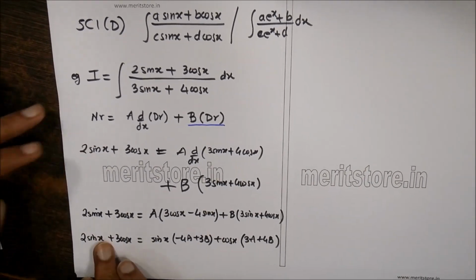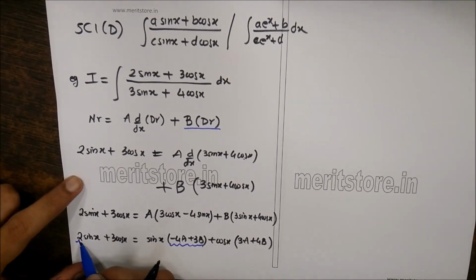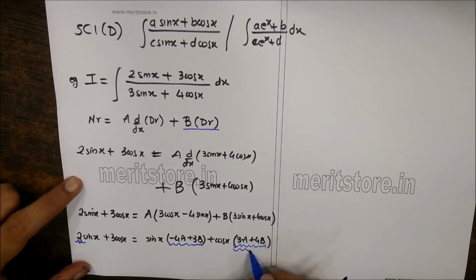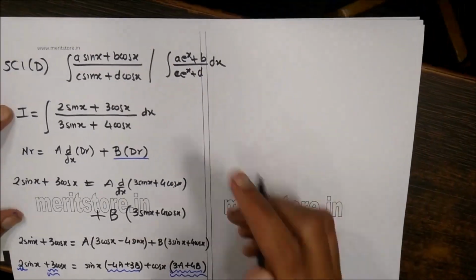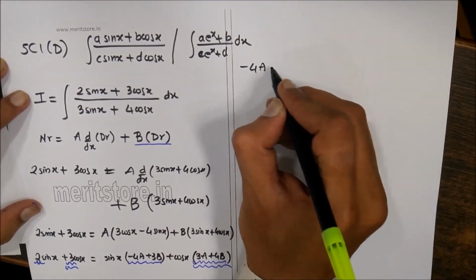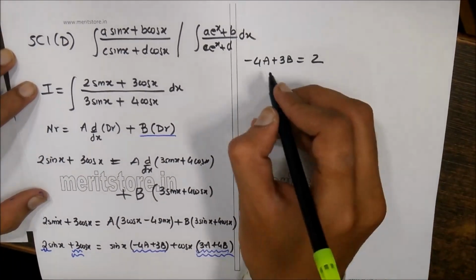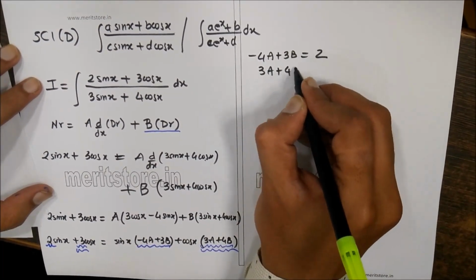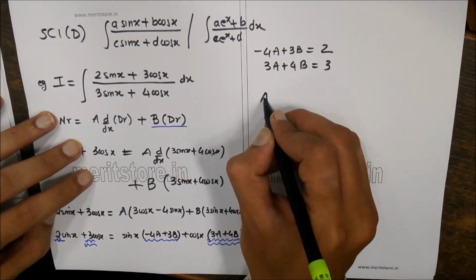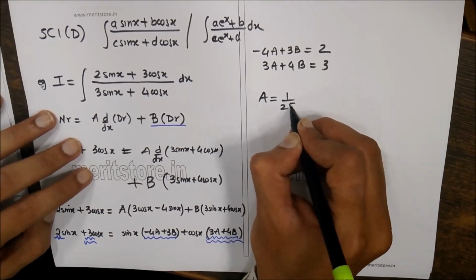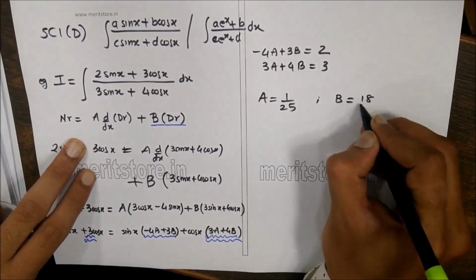Comparing the sin x term with the sin x term and the cos x term with the cos x term, I'll get the equation as minus 4a plus 3b equals 2 and 3a plus 4b equals 3. On solving this simultaneously, I get a equal to 1 upon 25 and b will be equal to 18 upon 25.